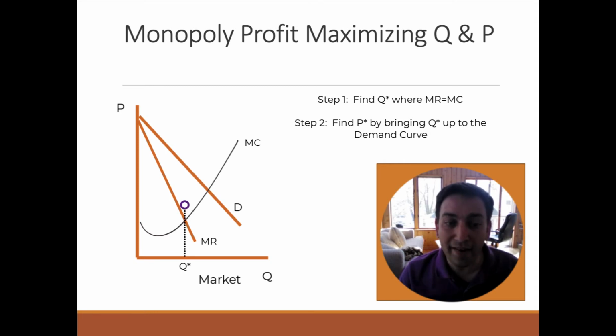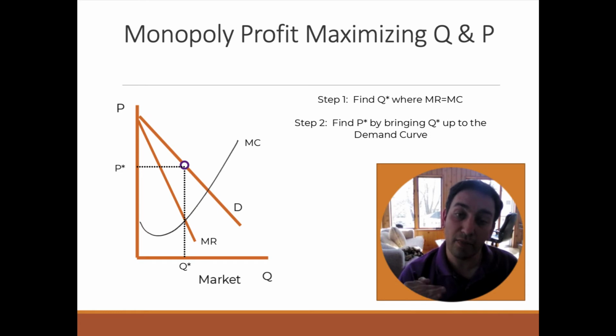The most you can get for this product and still sell your product is you bring it up to the demand curve, and this is what people are willing and able to pay at that price, and that you will sell that many products. Profit maximizing is where marginal revenue equals marginal cost, and then you bring that quantity up to the demand curve to determine the price you're going to charge.